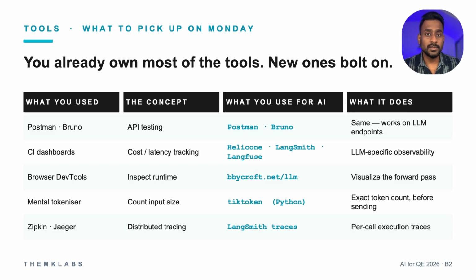Your mental tokenizer for guessing input size, replace it with tiktoken, the one that we saw earlier, in Python for an exact count before you send. And distributed tracing: Zipkin or Jaeger today becomes LangSmith traces later, giving you per-call execution traces. Notice the pattern. The instinct is identical to what you've done before. The only thing that changes is the vocabulary here, as I've been telling you throughout the course.